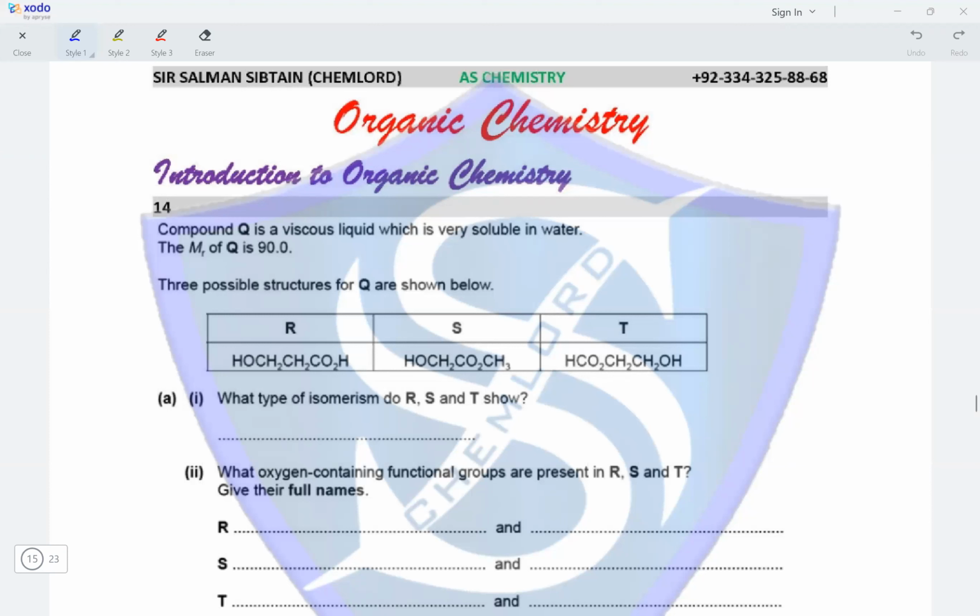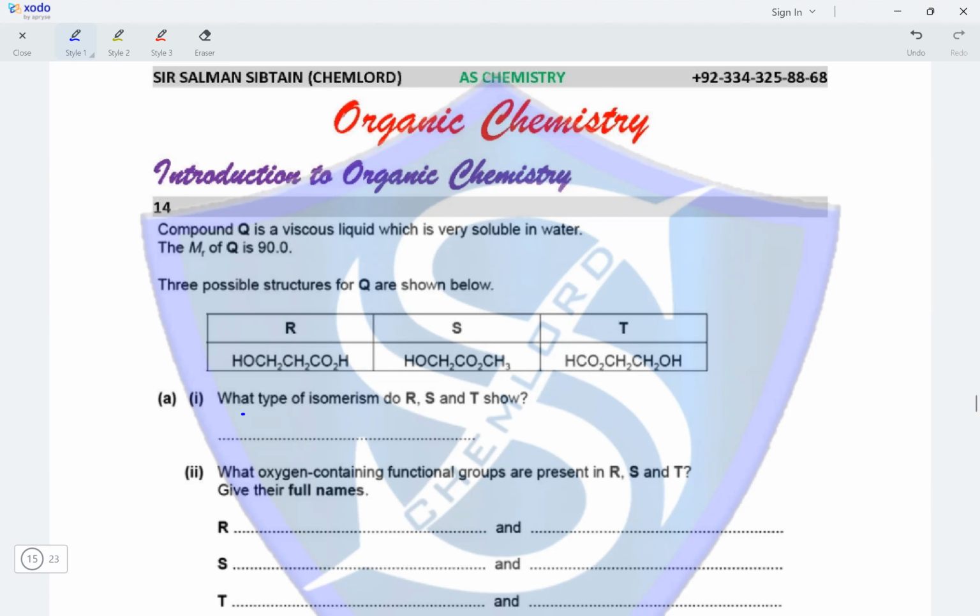Question 14. Compound Q is a viscous liquid which is very soluble in water. The Mr of Q is 90. Three possible structures for Q are shown. These are structures R, S, and T. What type of isomers do R, S, and T show? So R contains a carboxyl group and CH2OH, so an alcohol group. S shows an alcohol group and an ester group, and T shows an alcohol group and an ester group. So basically, R contains the carboxylic group, S and T contain the ester group. So carboxylic acids and esters are functional isomers.